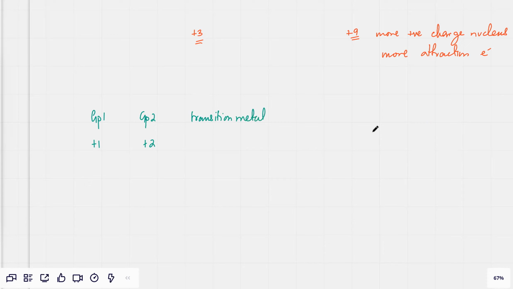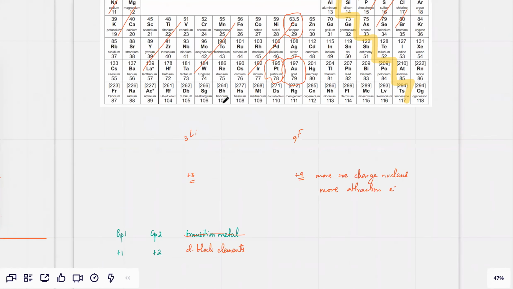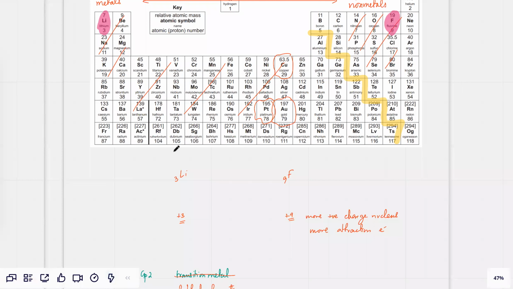Now instead of using the word transition metals, I'm going to call them D block elements. That's a more proper term to describe them, because not all of the elements in the box in the middle are transition metals. Most of them are, but not all. For example, zinc is not a transition metal. It doesn't form colored compounds. It doesn't have variable oxidation state. It's not a catalyst. Scandium is not a transition metal.